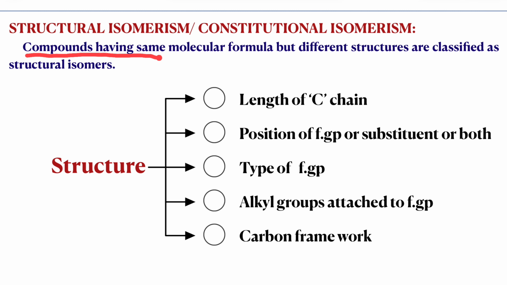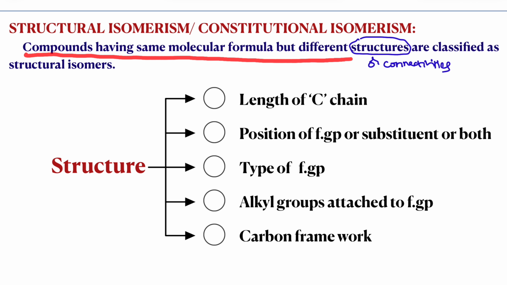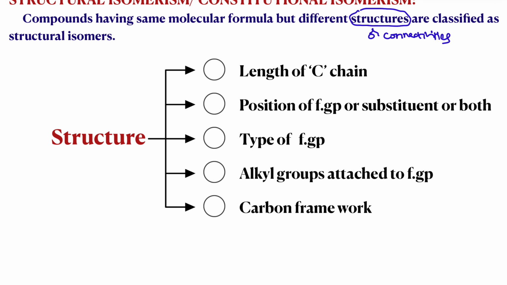The compounds having the same molecular formula but different structures or different connectivities are classified as structural isomers. That means two compounds which have the same molecular formula but different structures are said to be structural isomers. So what is the exact meaning of a structure difference? How to understand the different types of structural isomers? Here I'm just providing the hint.